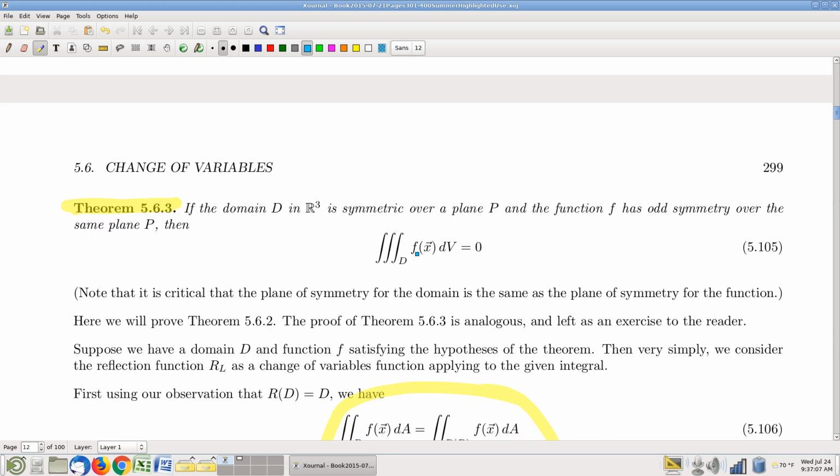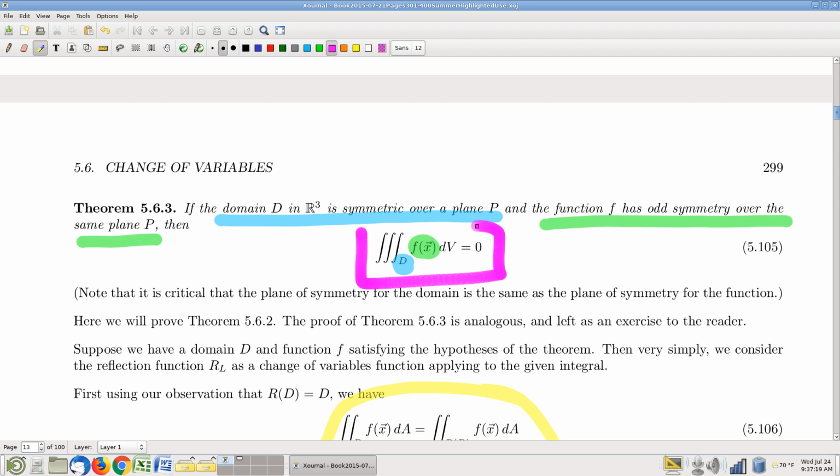Likewise, in 3 dimensions, if you have a domain that's symmetric through a plane, and if you have a function that has odd symmetry over the same plane, then again, your integral is 0. Boom. Right? No slicing and dicing or mincing or whatever the terminology is, and certainly no anti-differentiating. Just, boop, gone. Okay. All right.